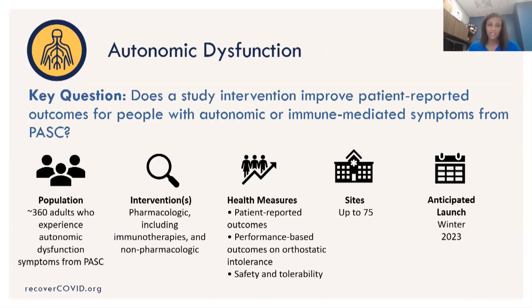And then finally, autonomic dysfunction. So thinking about whether or not the intervention helps improve outcomes for people with autonomic symptoms from PASC. We're looking at 360 adults who experience these specific symptoms. And we are looking at not only pharmacologic therapies, including immunotherapies, but also non-pharmacologic therapies. We are interested in not only patient-reported outcomes, but also there are obviously lots and lots of tests and evaluations that can be done for autonomic dysfunction, specifically because of how many organ systems this really could affect. So also looking at some of that, and interested in safety and tolerability. This will be performed at up to 75 sites and launched later this year. Next slide, please.